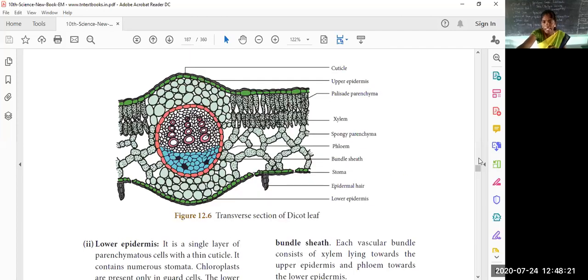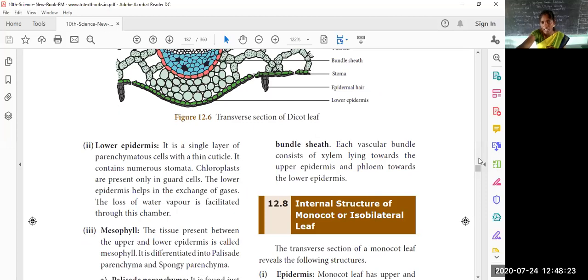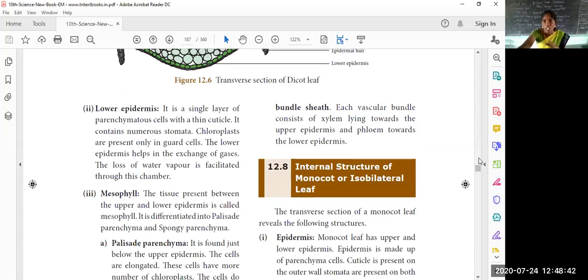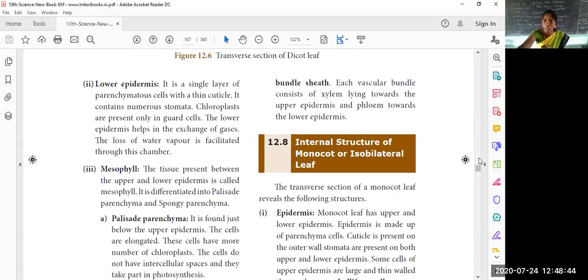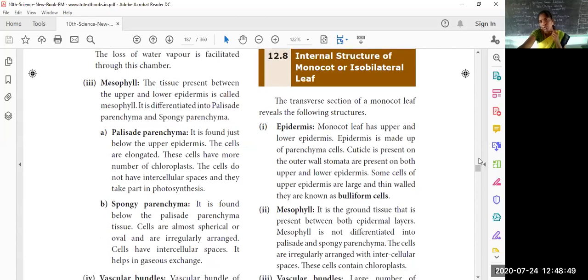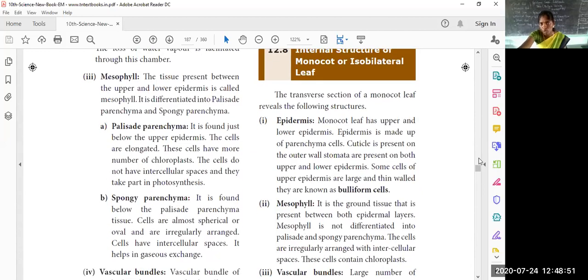Next, the internal structure of the monocot leaf, which is isobilateral. Iso means same, and bilateral means two sides. If you cut the leaf, you get two equal portions, each side looking similar. The transverse section of a monocot leaf reveals the following structures.